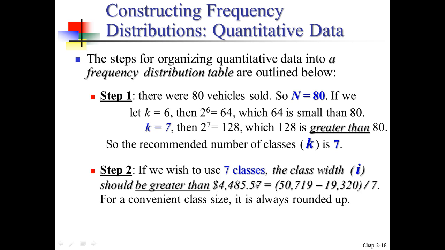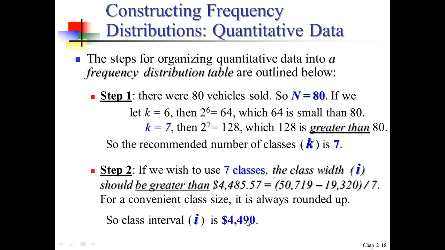So, warning, this is not the class interval. This is the result from our calculation based on our formula, step 2. I must be greater than this result. That's why I set I to 4,490. 4,490 is greater than this result. Or you can take 4,500, or 4,495.